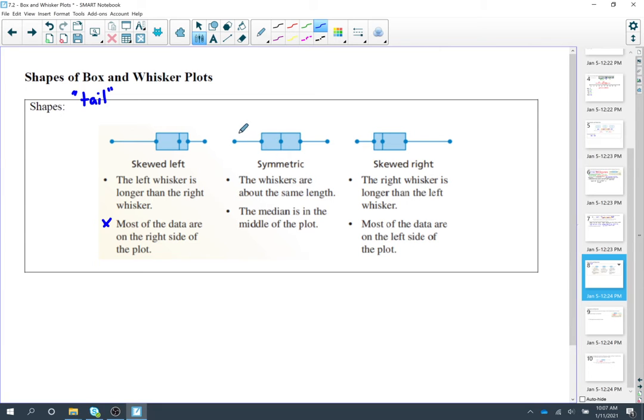Symmetric is everything is kind of evenly spaced. The numbers are evenly spread out, and the whiskers are about the same length. They're symmetric. Skewed right, you have a tail over here. So the right whisker is longer than the left whisker, and the data over here on the right side is further spread apart. Therefore, it is skewed right.